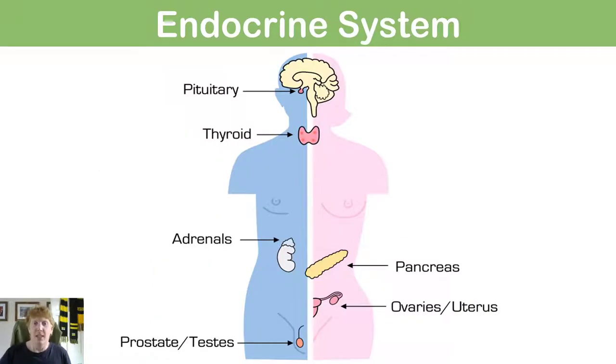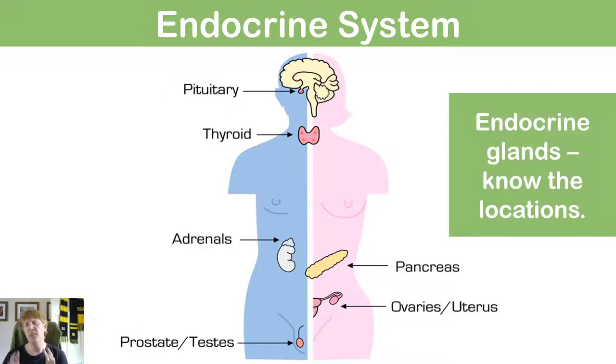All right? Okay, so that's the nervous system that we need to know. Let's have a look at the endocrine system. And please pause this video if you want to write these down or anything. Basically, you need to know these glands and you need to know their location, okay?